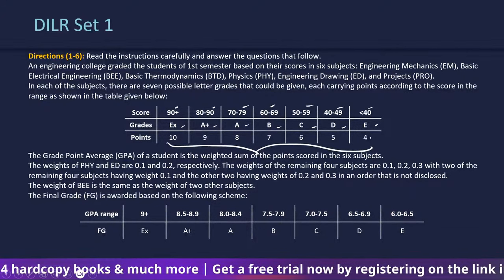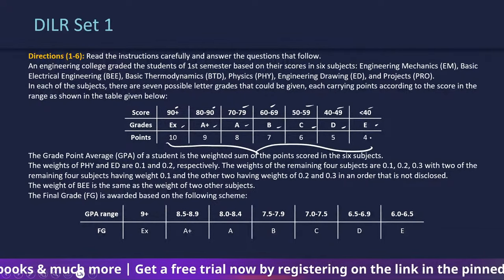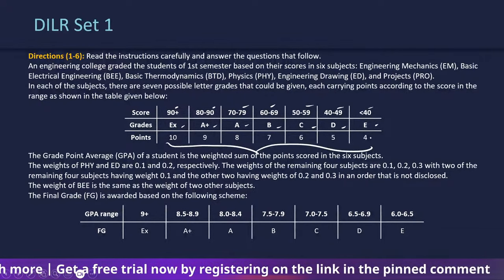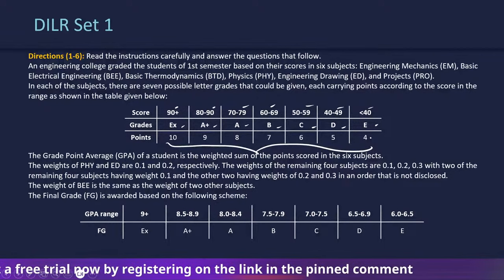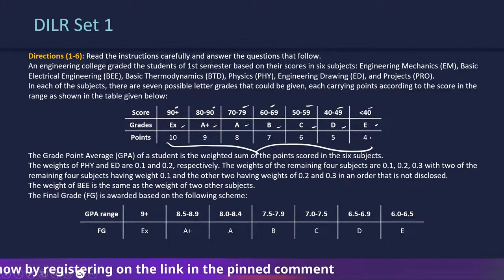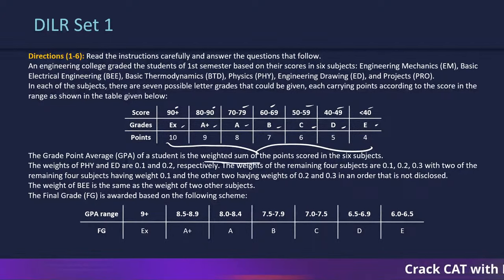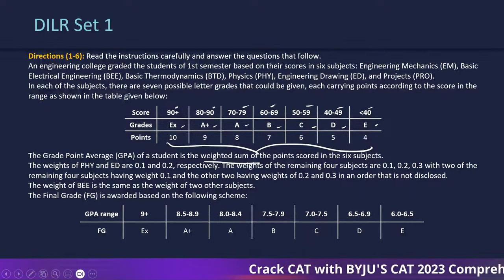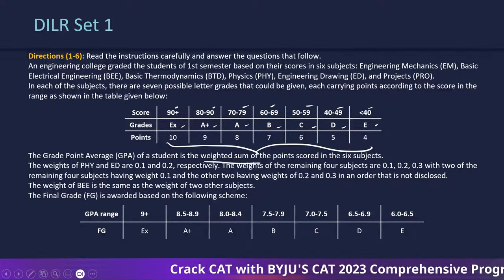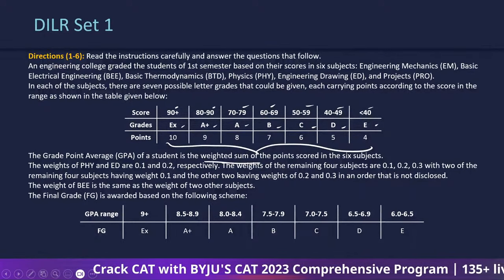For example, if someone gets a score of 80 or 82, the points that particular student is going to get is 8 and the grade is going to be A. The next para is, the grade point average or the GPA of a student is the weighted sum of the points scored in the 6 subjects. Weighted sum would mean we will have to multiply the points with certain weights, certain values that we don't know as of now, and then we need to add all of that.